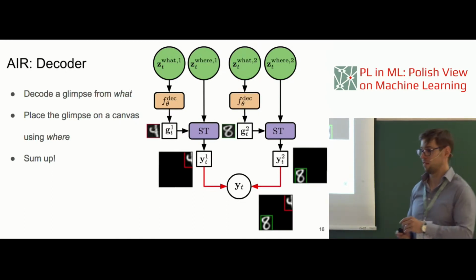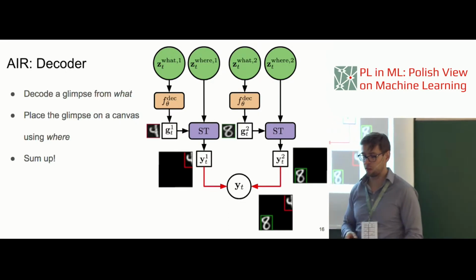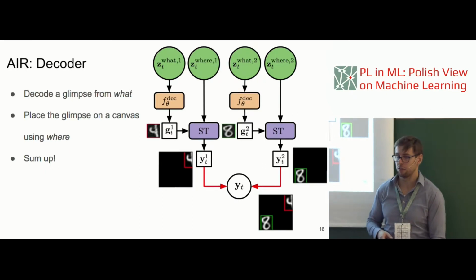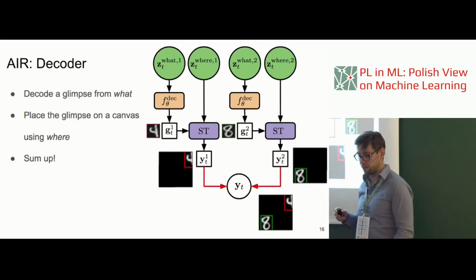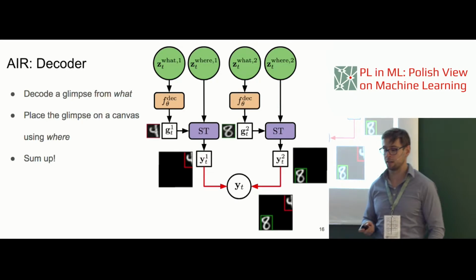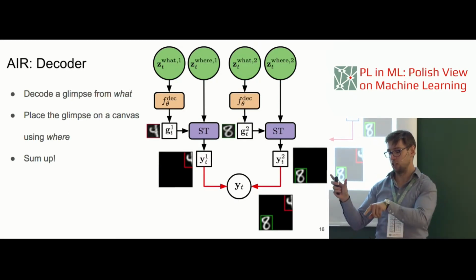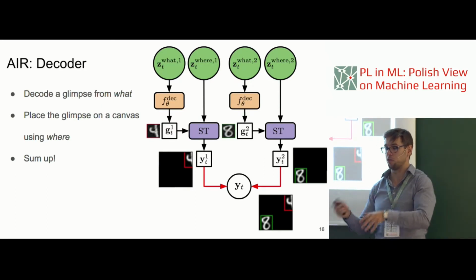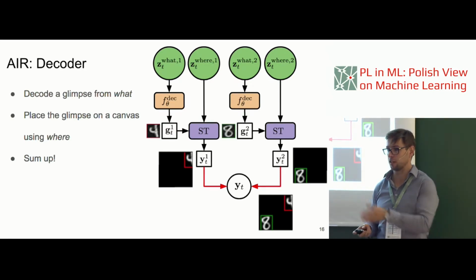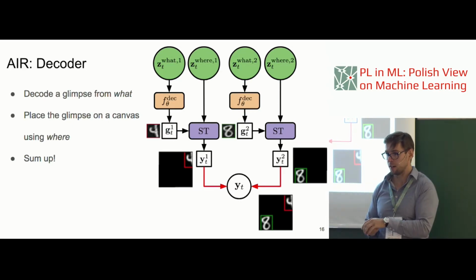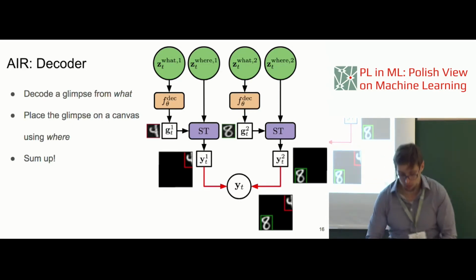So what is this ST? ST corresponds to a spatial transformer. I won't talk about it in detail, but you can basically think that ST just takes the GT, which is the small glimpse, and performs some kind of affine transform. So basically shift and scale, and maybe shear or rotation or something like that.